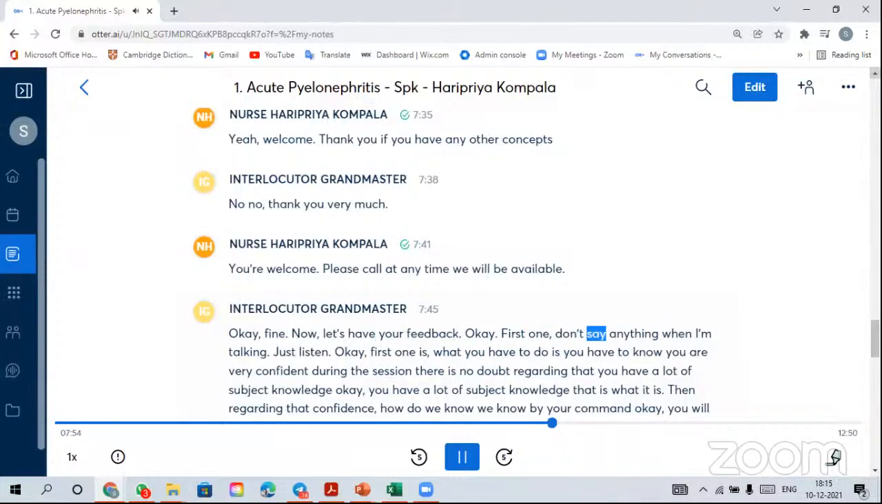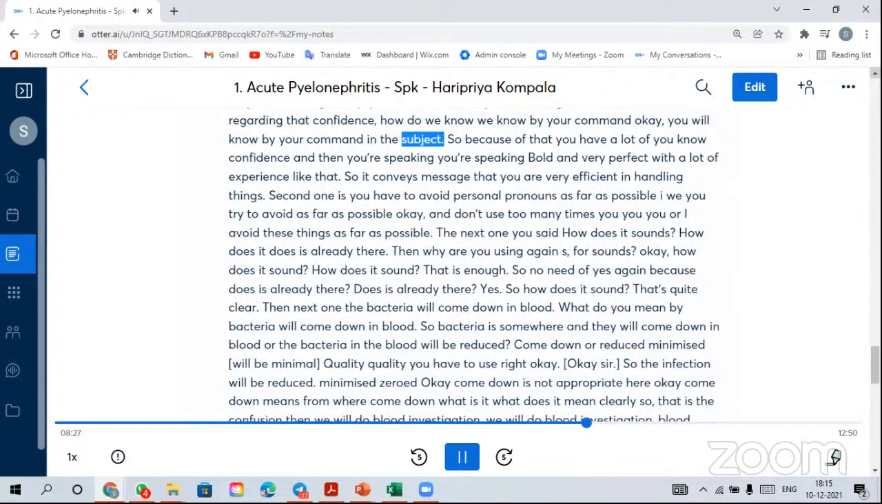Now let's have your feedback. Okay. First one, don't say anything when I am talking. Just listen. Okay. First one is, you are very confident during the session. There is no doubt regarding that. You have a lot of subject knowledge. Then, regarding that confidence, how do we know? We know by your command in the subject. And you are speaking bold and very perfect with a lot of experience, so it conveys the message that you are very efficient in handling things.